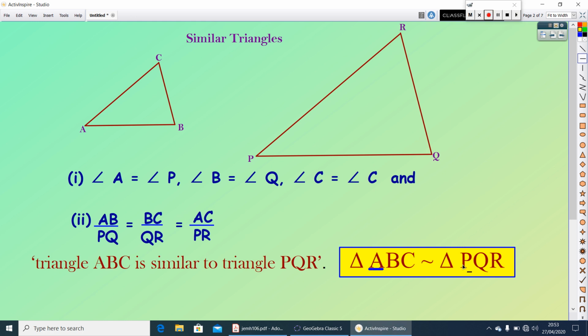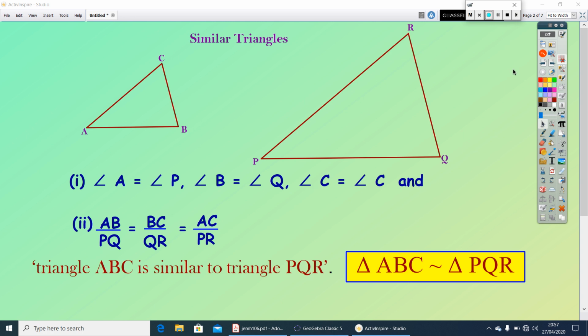Here, angle A is equal to angle P. Similarly, angle B is equal to angle Q and angle C is equal to angle R. And AB by PQ is equal to BC by QR is equal to AC by PR. So the corresponding angles and the ratio of corresponding sides you can find out from the notation itself.